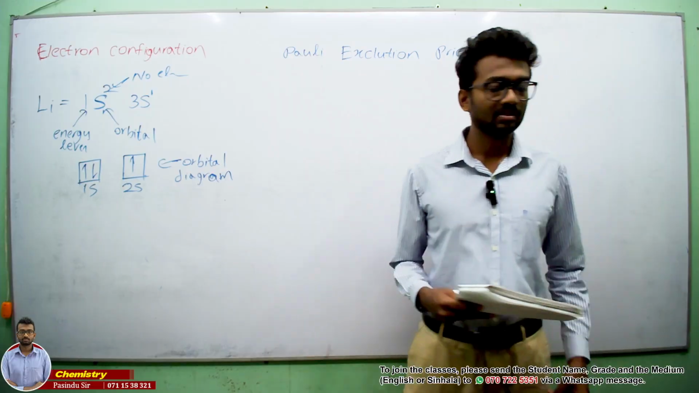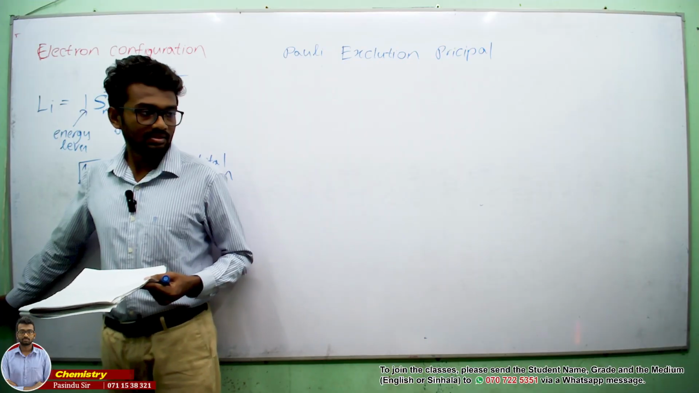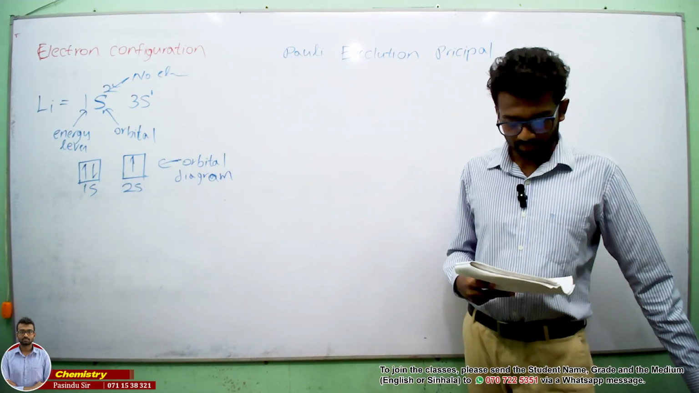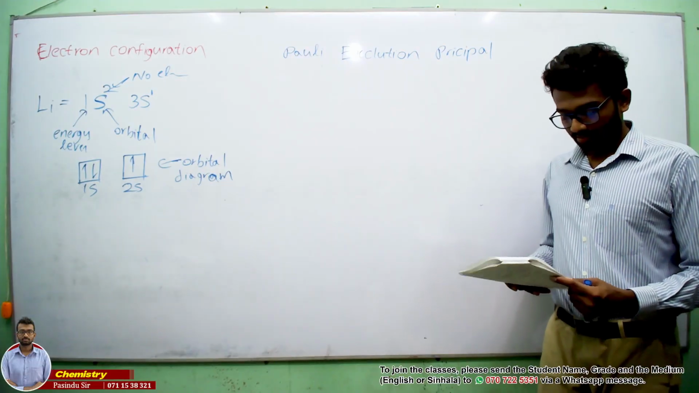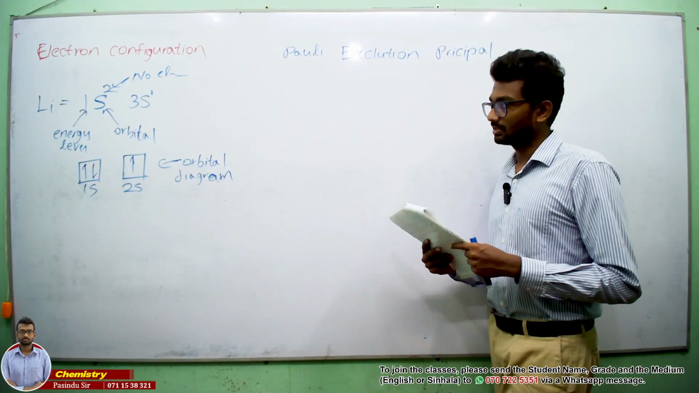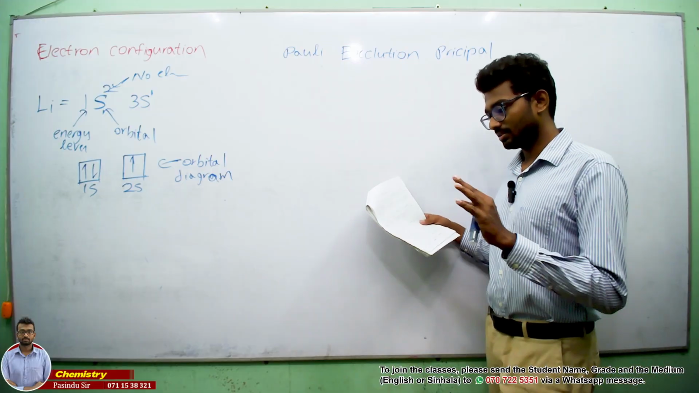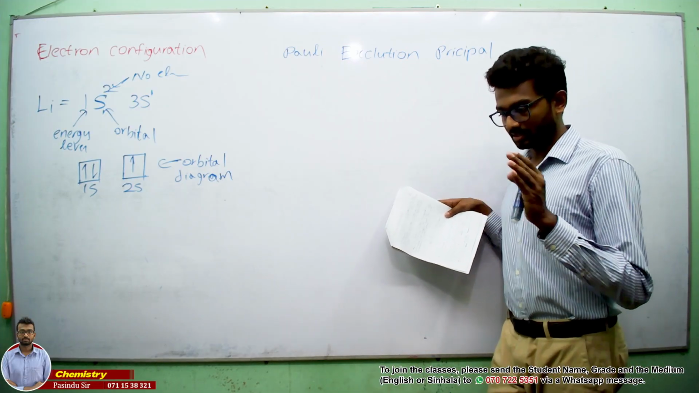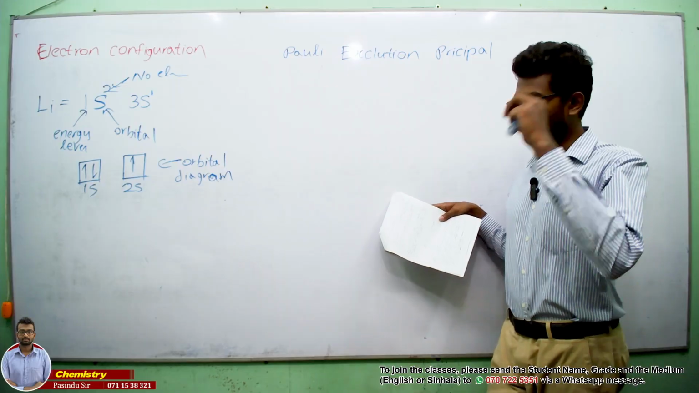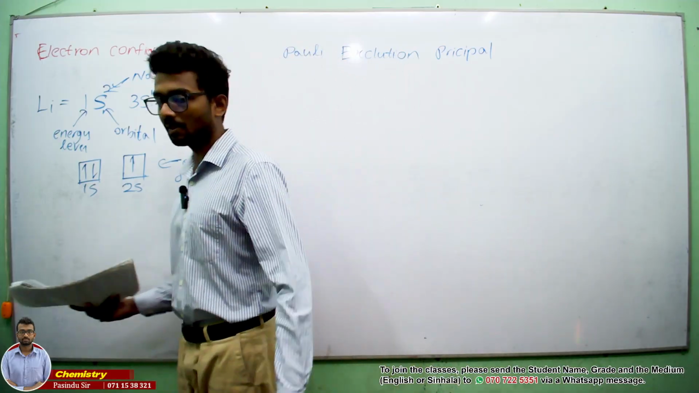Okay, this is the next rule. So what is the Pauli exclusion principle? Only two electrons, and they should have opposite spins, right? And there are no same quantum numbers for two electrons. Even in the same orbital, they should have different ms values, plus or minus half.